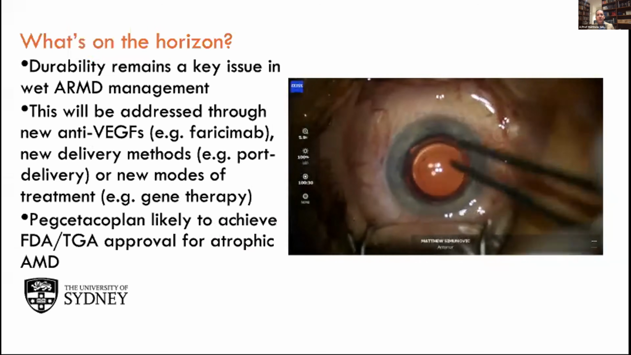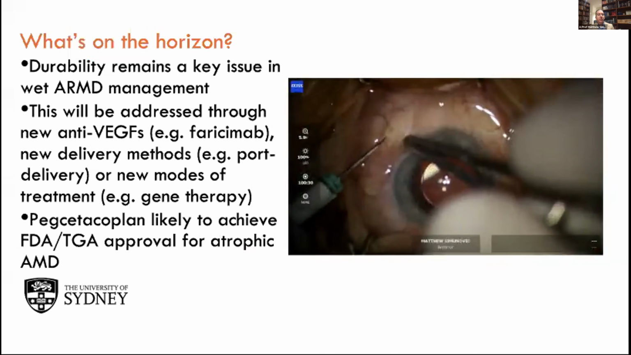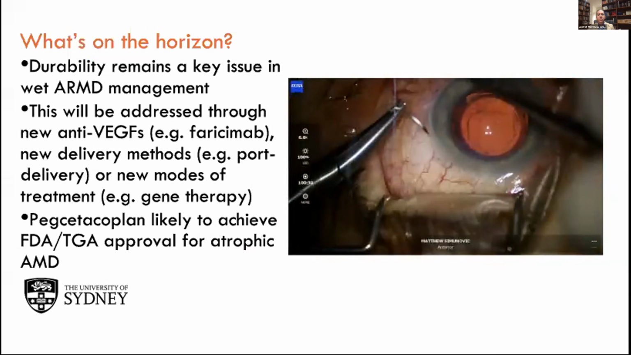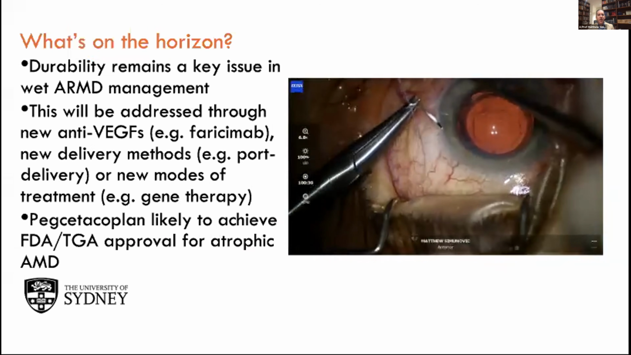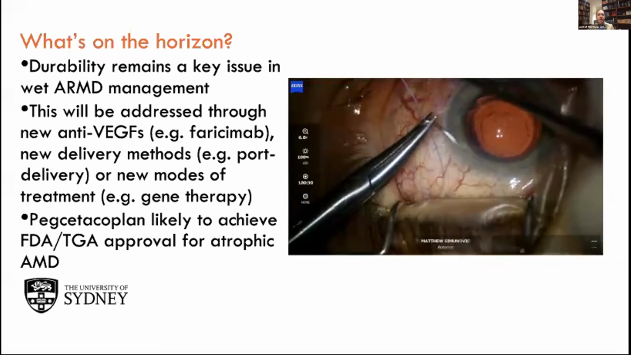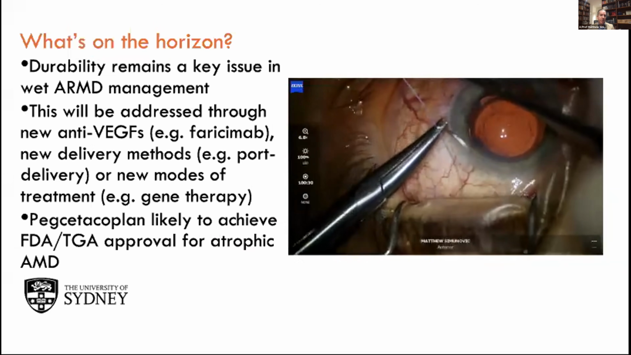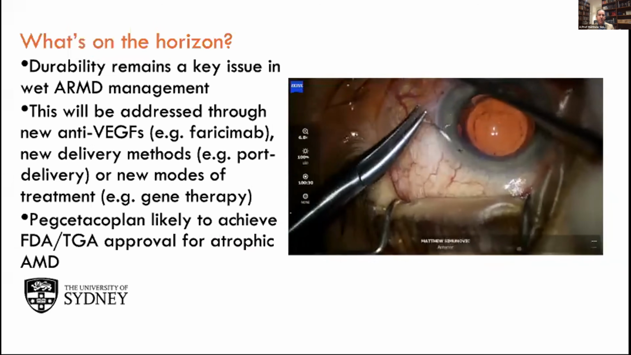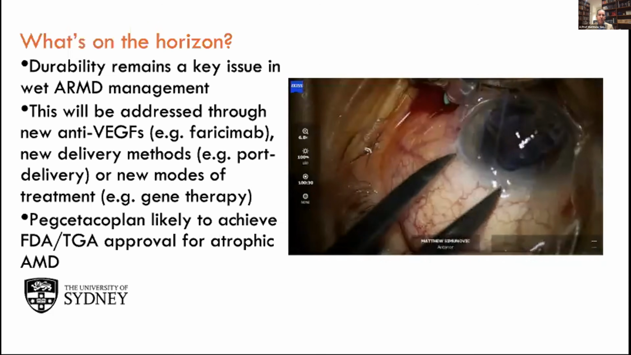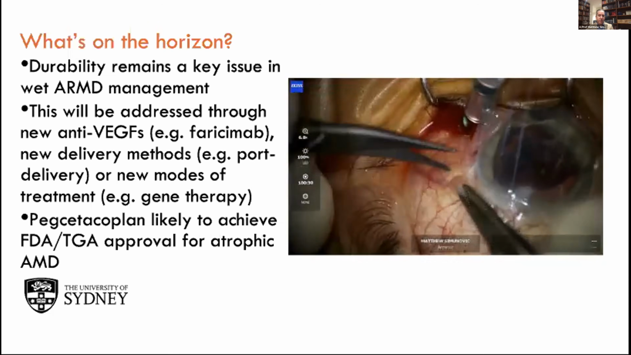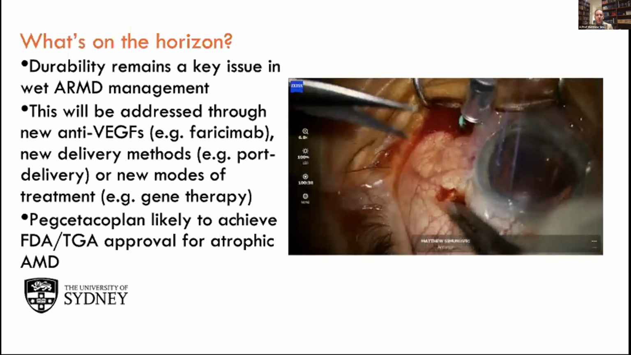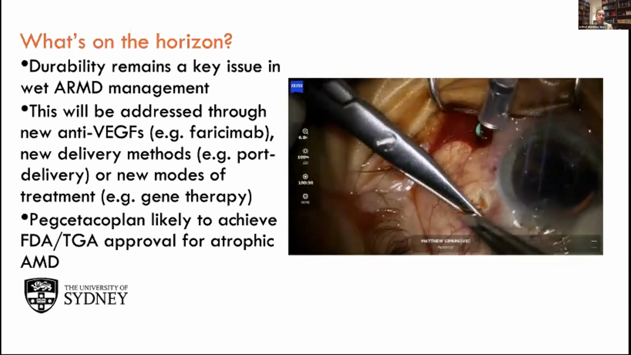I touched before on the fact that treatment for wet macular degeneration is lifelong, and a significant number of patients require monthly injections still. This places a huge burden on our patients as well as their carers, and it highlights one of the key problems with current treatments, and that is the durability of treatment. This is being currently addressed through a variety of approaches. For example, new anti-VEGF medications are being developed, including one called faricimab, which is likely to achieve TGA approval in the not too distant future. Around 80% of patients on this medication can be maintained with intravitreal injections at every 12 weeks or longer.